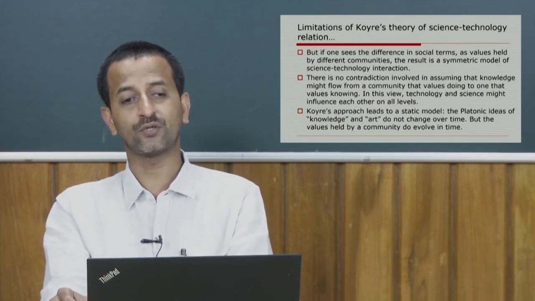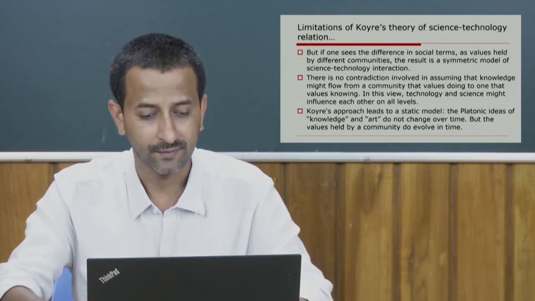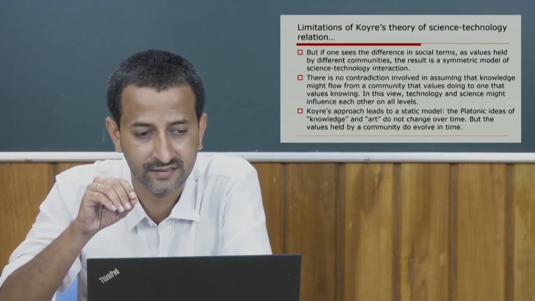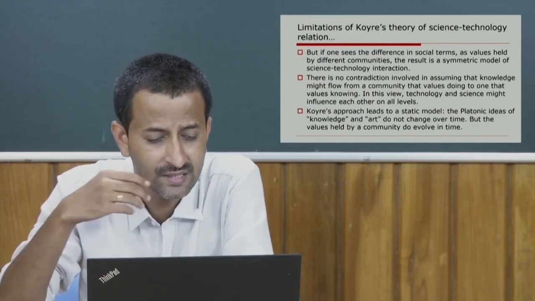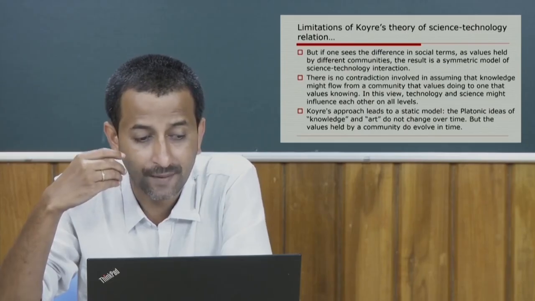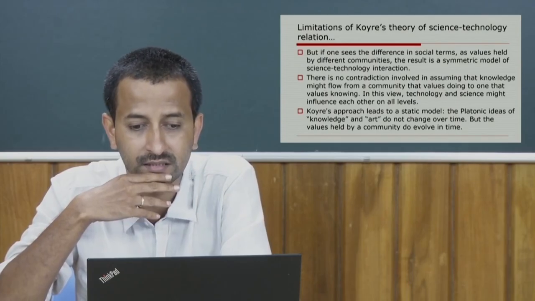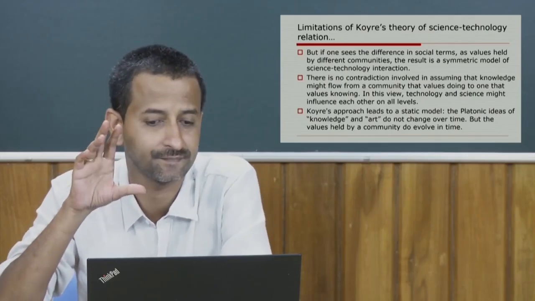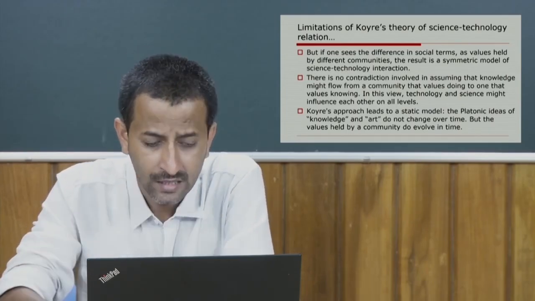Coit's approach leads to a static model. That is, the Platonic ideas of knowledge and art do not change over time, but the values held by a community do evolve in time.